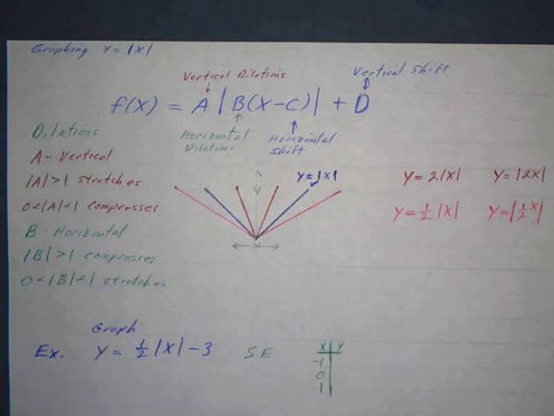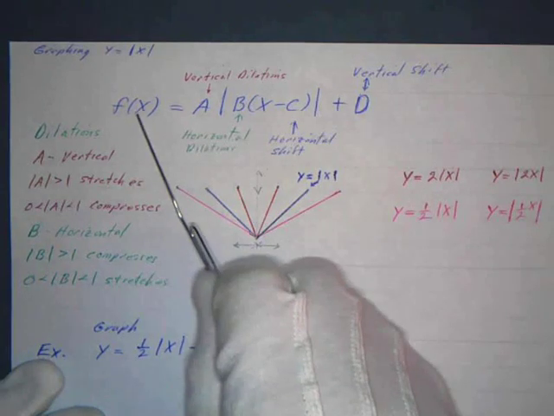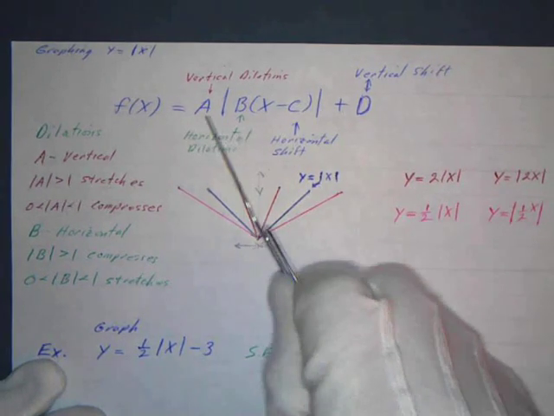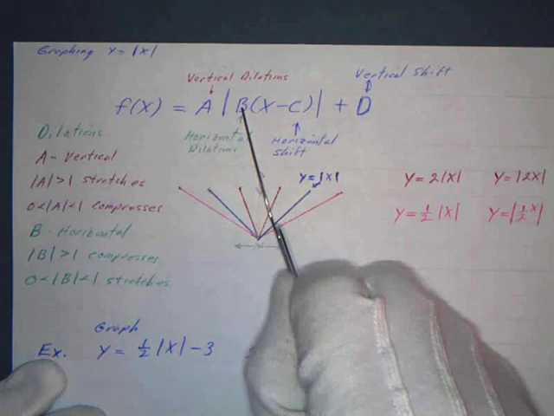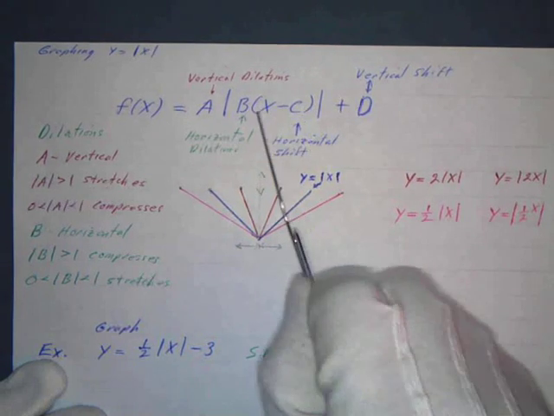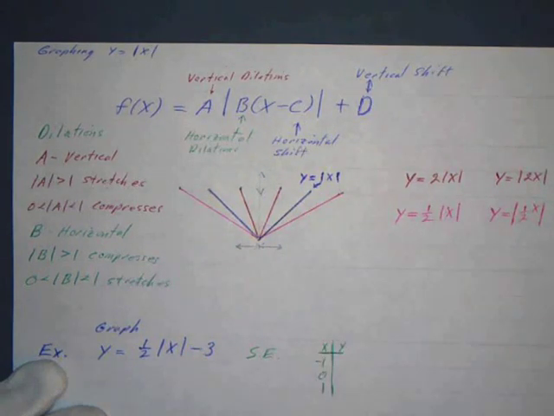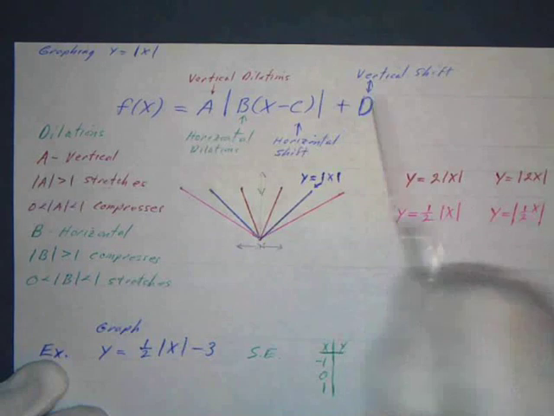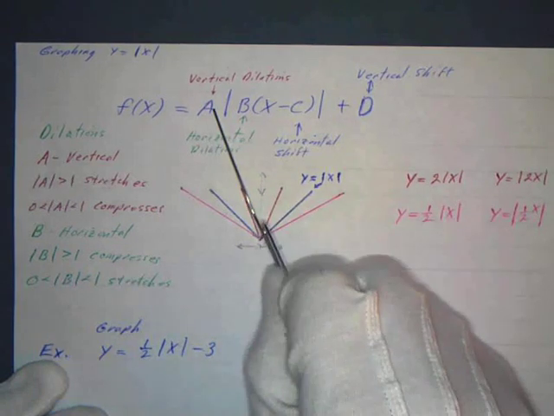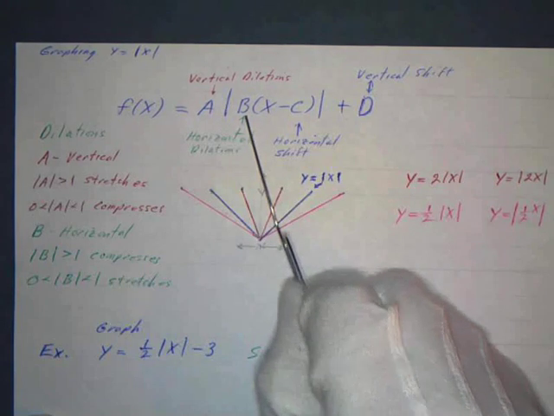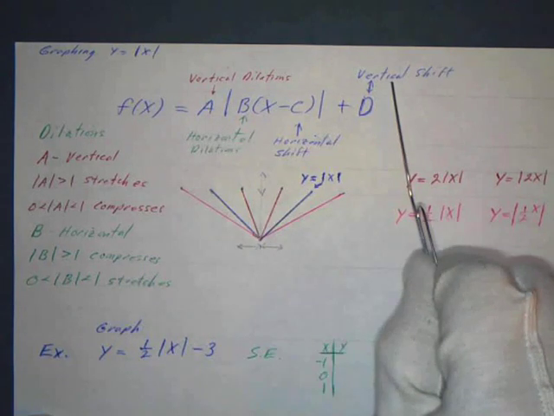Okay, we're going to talk some more about the absolute value, and I did this in the first video we talked about. So I'm just going to review and then elaborate a little bit more. Remember, if we have our absolute value function, either f of x or y, in this form, a times the absolute value of b times something in parentheses, x minus something, plus d, then this is going to be the vertical dilation. We'll talk about that. And this would be the horizontal dilation. This would be the horizontal shift and the vertical shift.